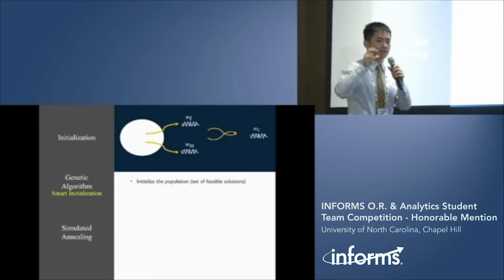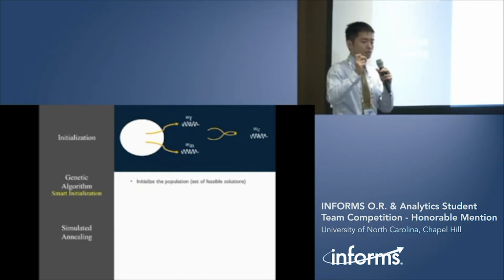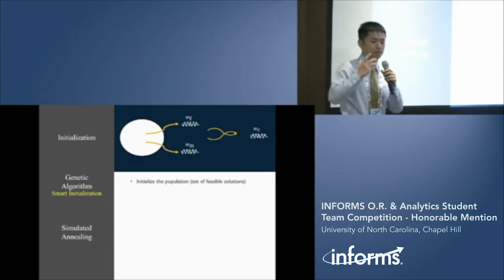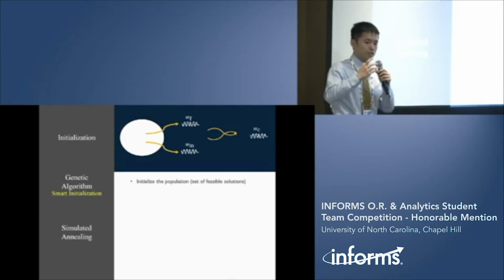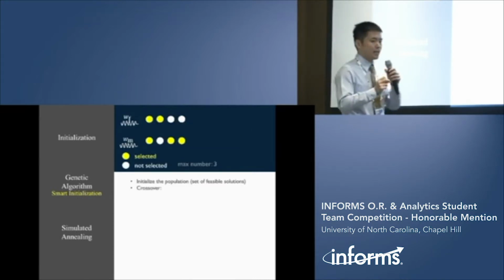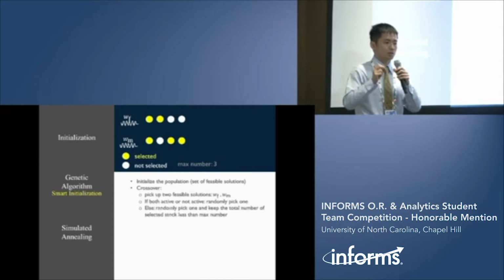Okay, so first, we initialize the population which is a set of feasible solutions. And then we pick 2 solutions from the population, which is known as mother and father. And then we use the crossover and mutation operations to produce a new feasible one, which is known as a child. And here is the rule that governs our algorithms.